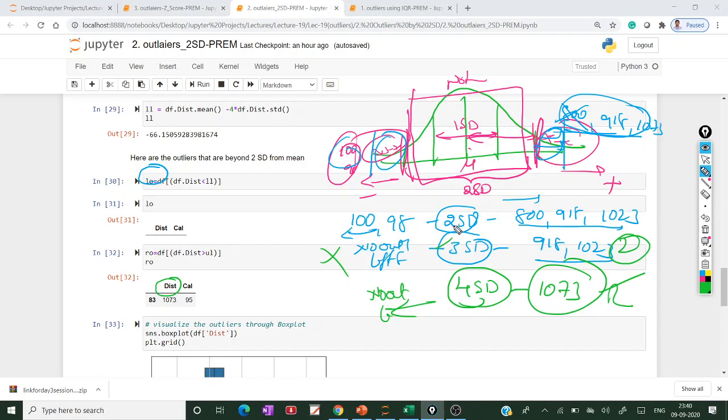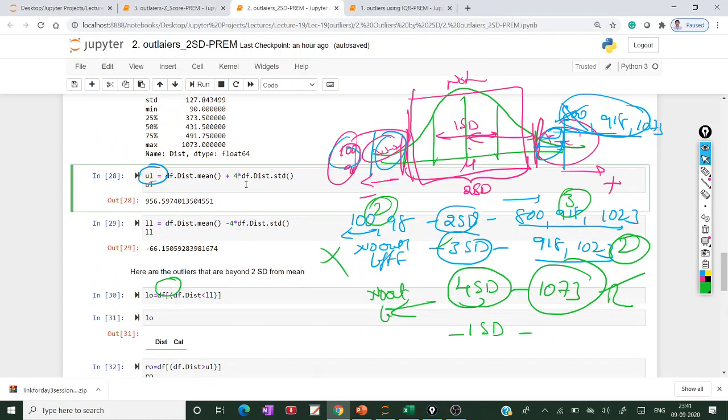If you are using the second standard deviation, there are three outliers on the right side and two outliers on the left side. If you are using the one standard deviation, let's say one standard deviation, 1.